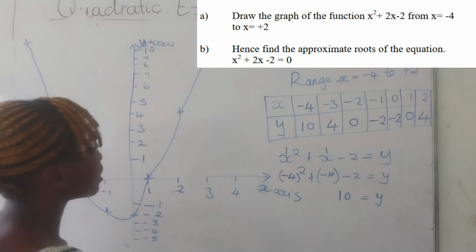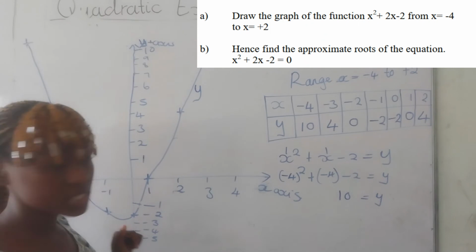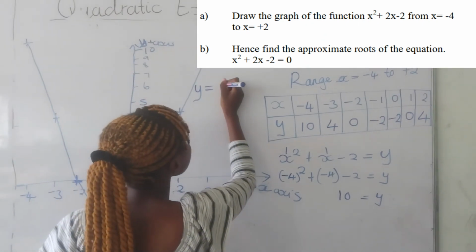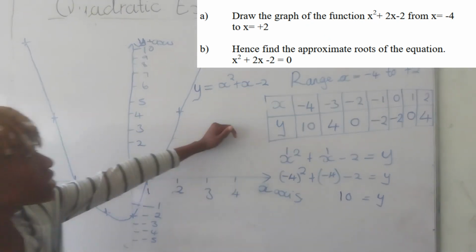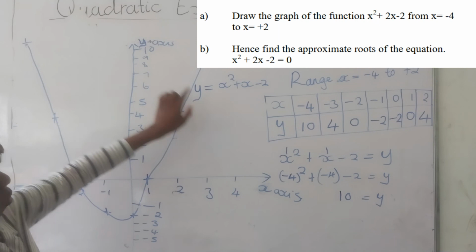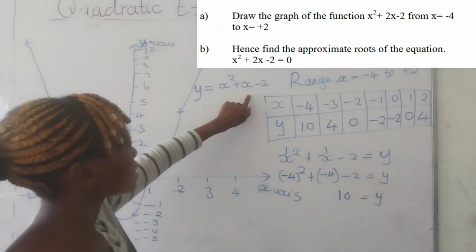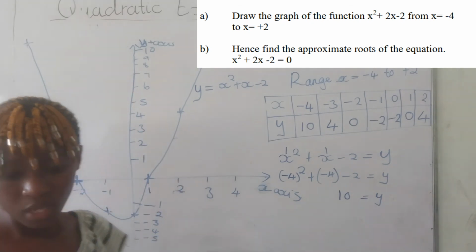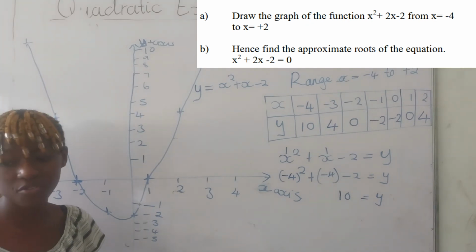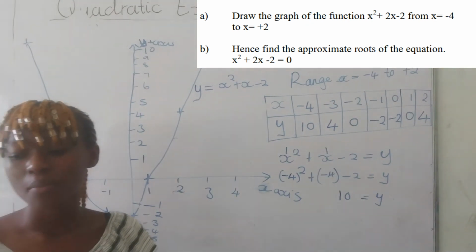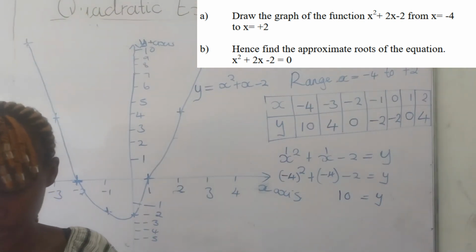So after drawing your graph, you now put this is a graph for y is equal to x squared plus x minus 2. You have to write it on the graph that this is the graph for y is equal to x squared plus x minus 2. Okay, so we have answered the first question that read, draw the graph of the function x squared plus x minus 2. Okay, now for part B.